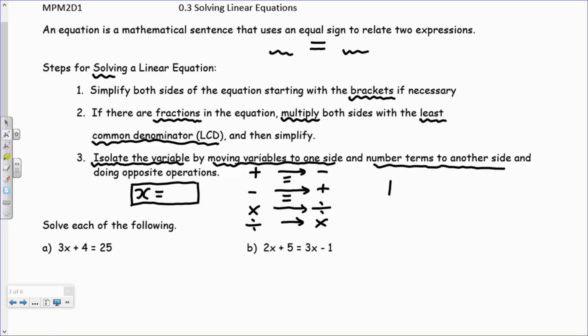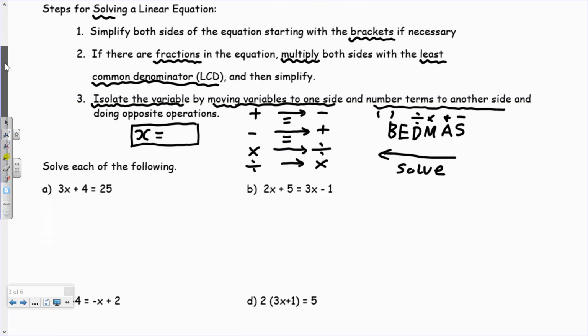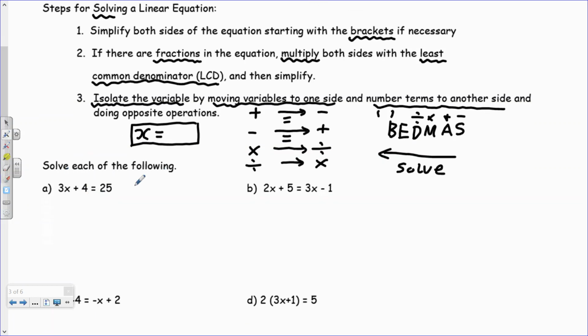And when we are doing solving equations, we do the backward of BEDMAS. When we are doing the regular calculation, we need to do bracket, exponent, divide, multiply, add, subtract in this order, but when you solve, you are going to do it backward. We do the adding, subtracting first to other side, then multiply, divide after to other side, to move numbers to other side, okay? So now we are going to solve each of the following.